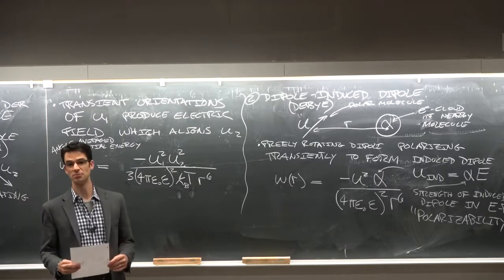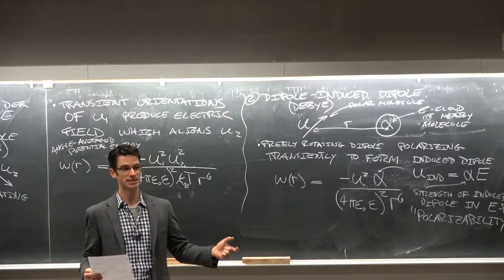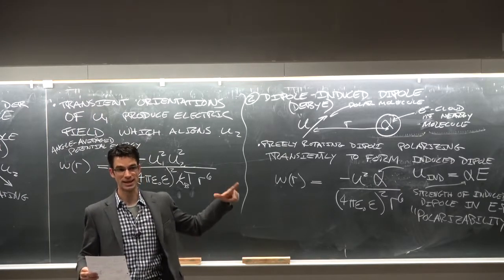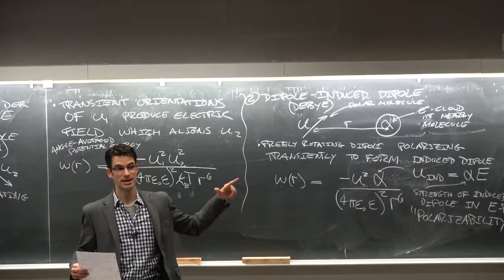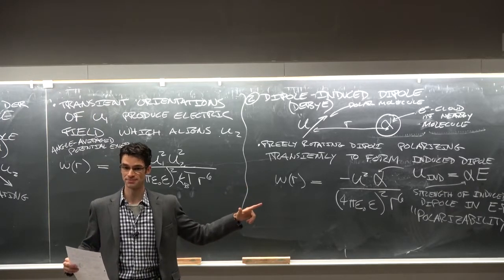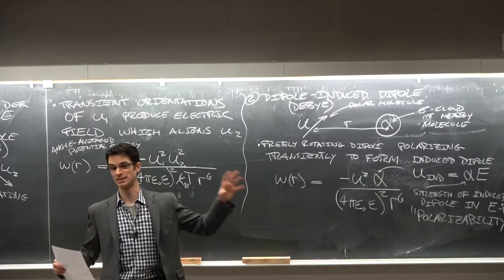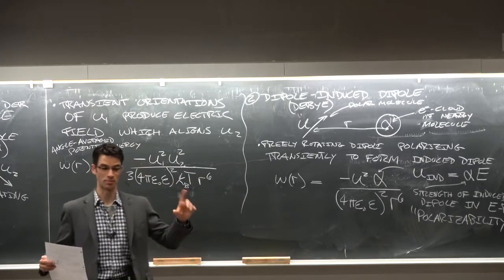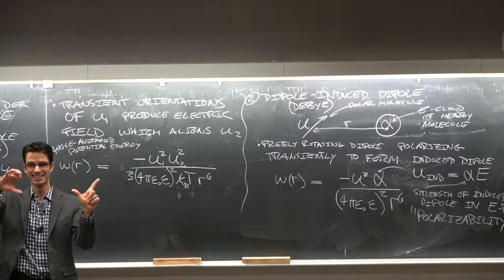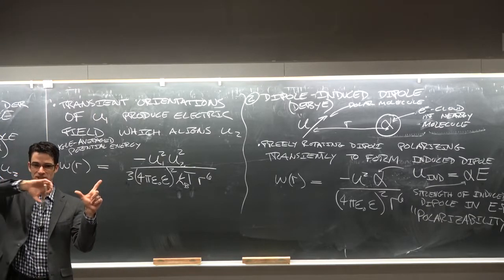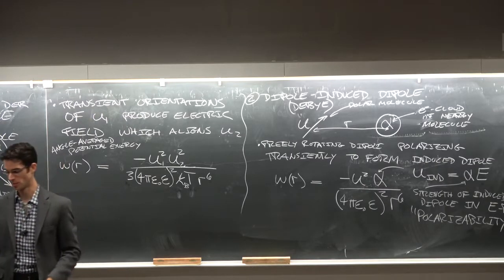The question is, is it more favorable for the positive end of the permanent dipole or the negative end of the permanent dipole to polarize the electron cloud? In principle, it makes no difference. Of course, it will be polarized in the opposite direction. If the positive end is facing the electron cloud, then the electron cloud will be shifted toward the positive end.